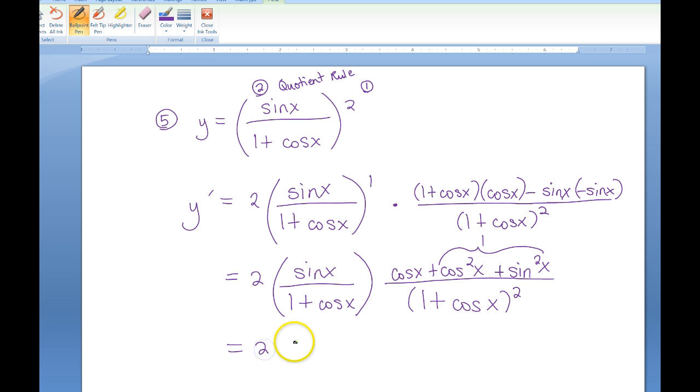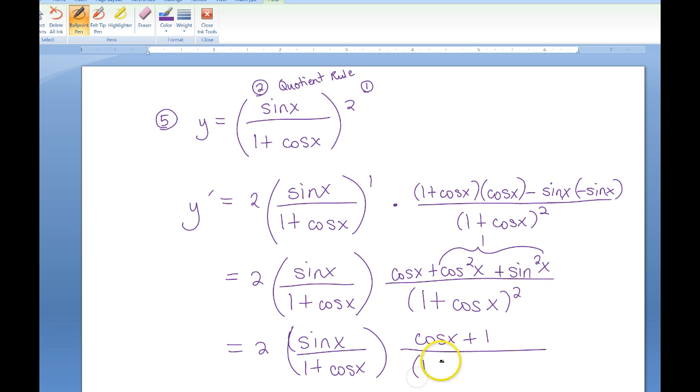Now we have cosine x plus 1 over 1 plus cosine x squared, which is just cosine x plus 1 on the top. What could we do? We can cancel one of them and then combine the other one with the other denominator.